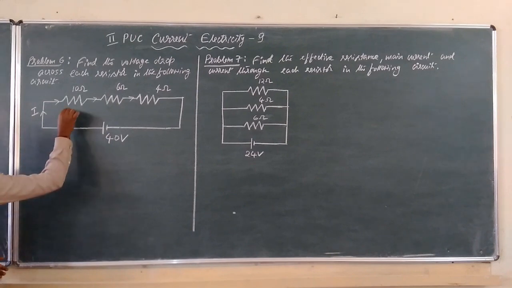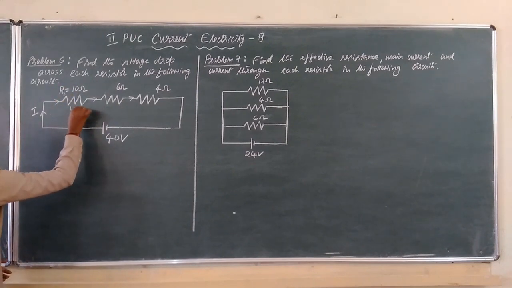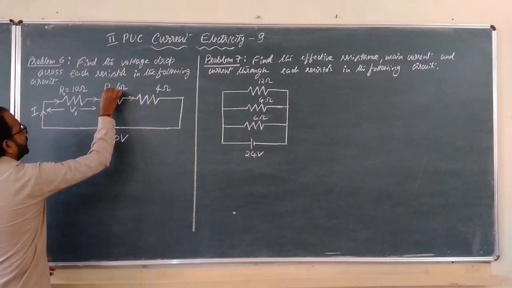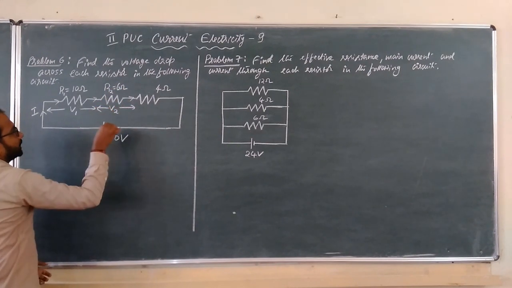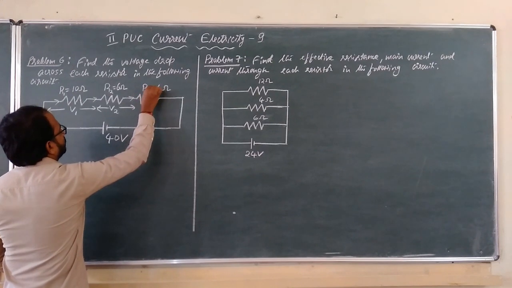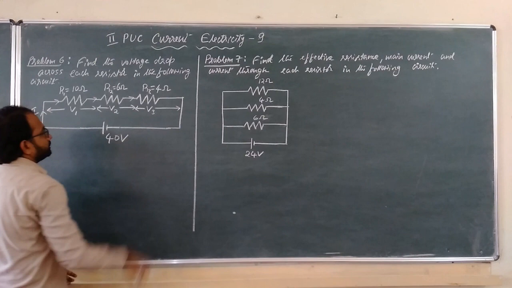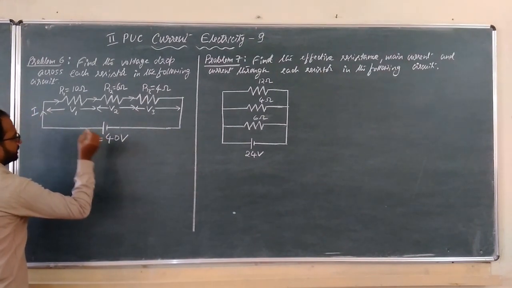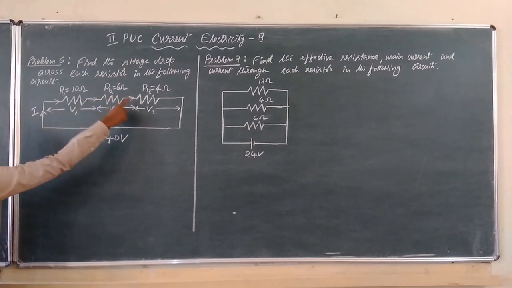Say this resistance is R1, the voltage drop across R1 is V1; this is R2, voltage drop across R2 is V2; this is R3, voltage drop across R3 is V3. So this is the main voltage, which is equal to 40 volt. Now how to calculate I? So find out the effective value of resistance.